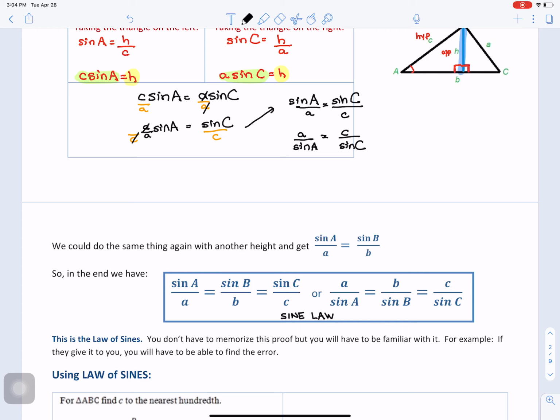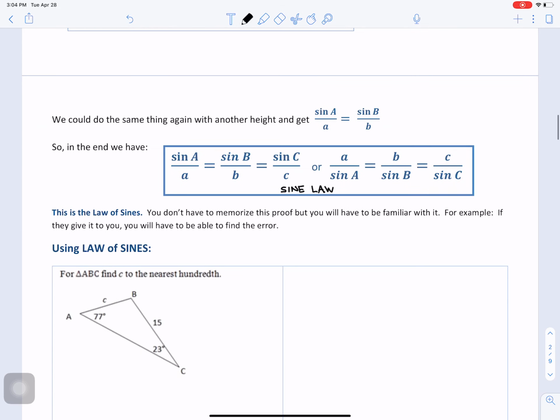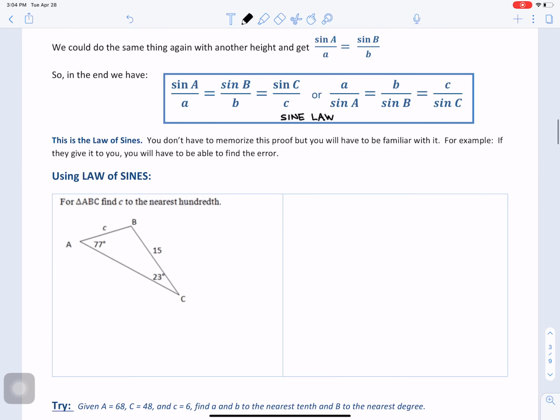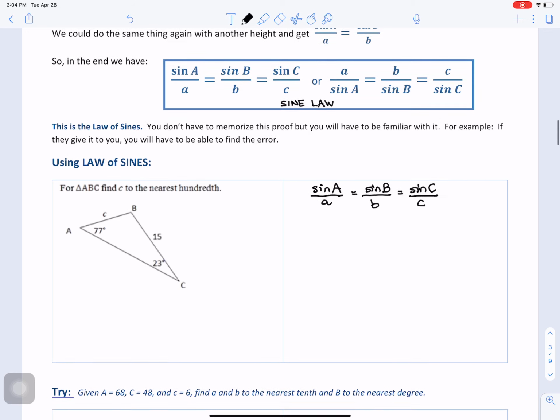Now, you could do the same thing and get a relationship with A and B. So sine of capital A over lowercase a, sine of capital B over lowercase b. And so essentially you have this thing called the sine law. When you're doing the sine law, there is a formula on your formula sheet. I'm going to go sine of capital A over lowercase a is equal to sine of capital B over lowercase b equals sine of capital C over lowercase c. I'm going to write that in my question.